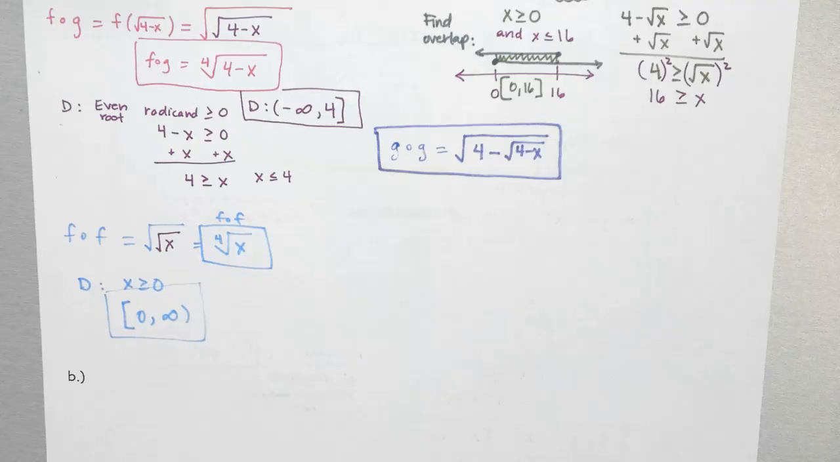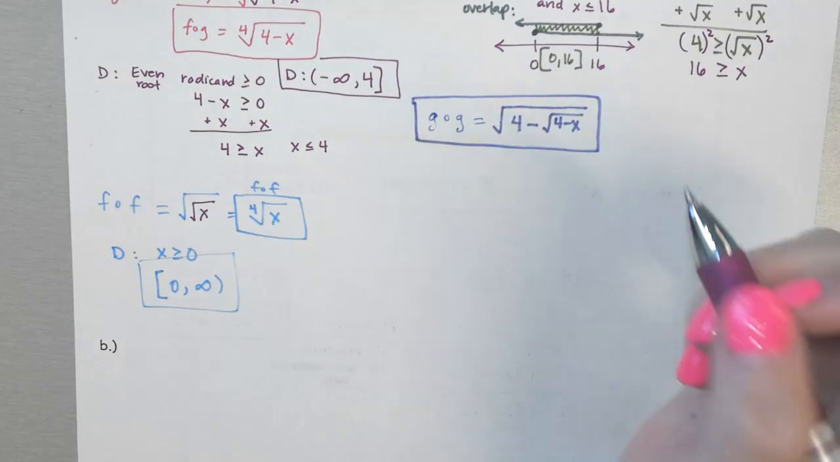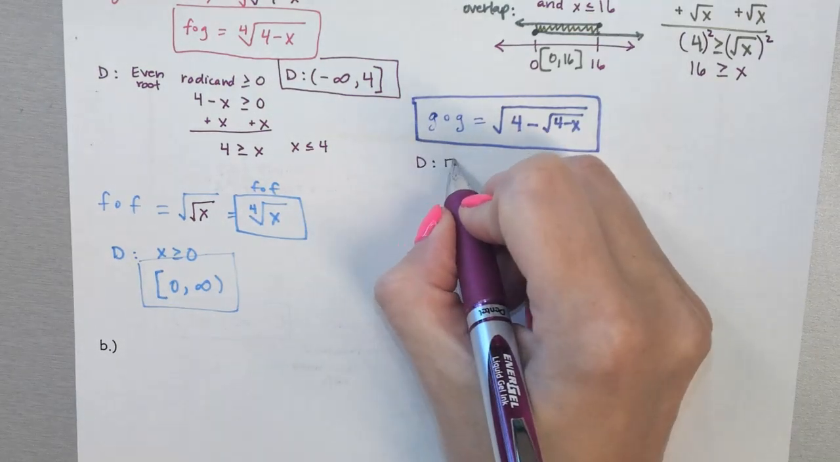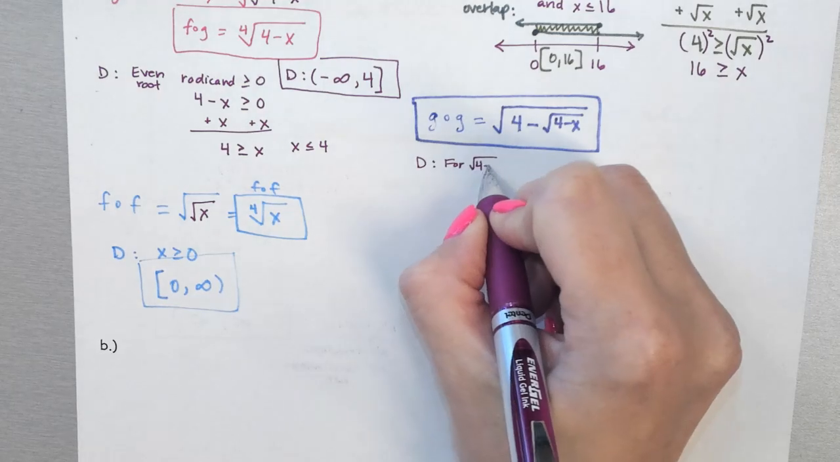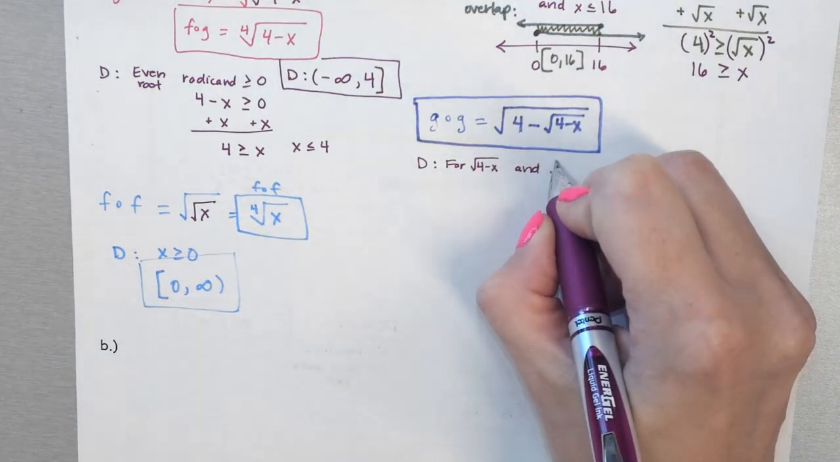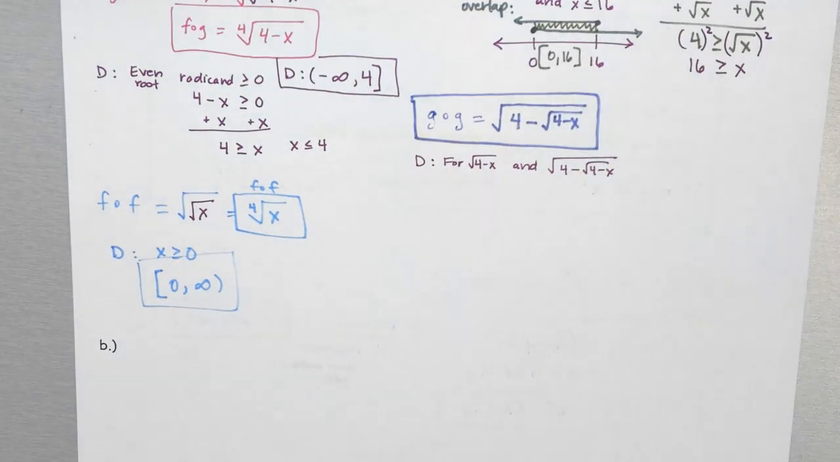So anytime you have two radicals, you have to do the domain for each. Okay, so you'll have the domain for the root of 4 minus x and for the whole root, 4 minus root 4 minus x. Okay, and again, because it's an and, you have to find the overlap between those. It has to satisfy both conditions there.